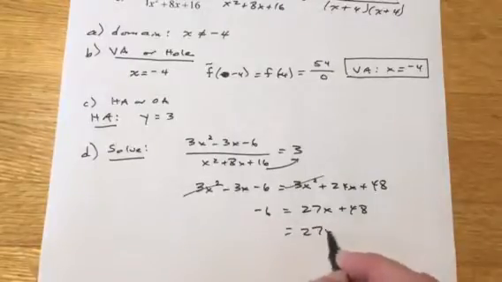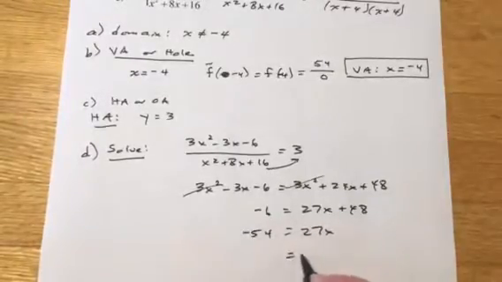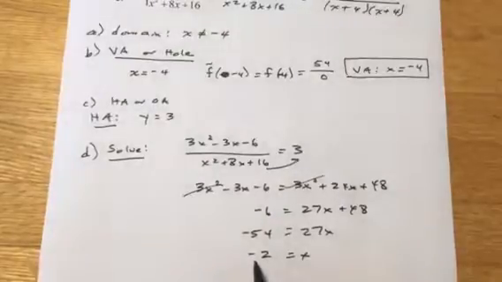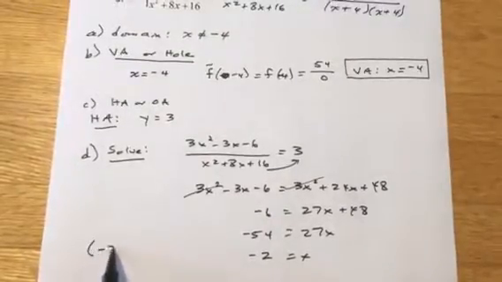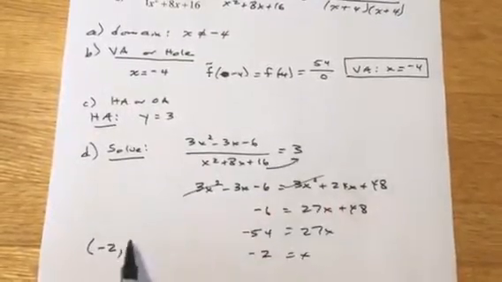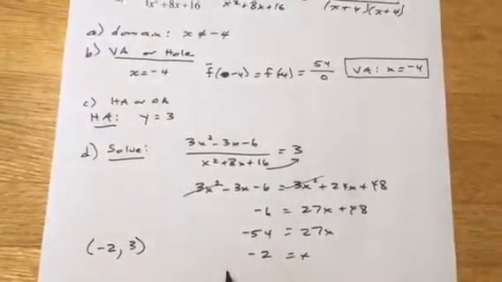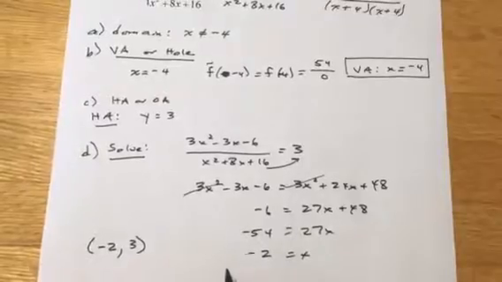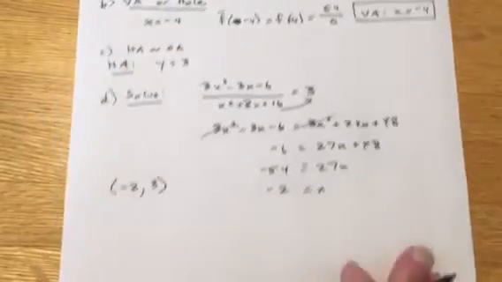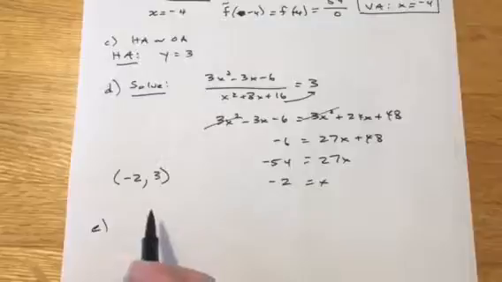Subtract the 48, it's negative 54, divide, and I get x equal to negative 2. Okay, so there is a point when I plug in negative 2, the output's going to be 3, and that will be a point at which, the only point at which, the graph should cross my horizontal asymptote. Okay. And then finally, intercepts, again, just to give us a few points.